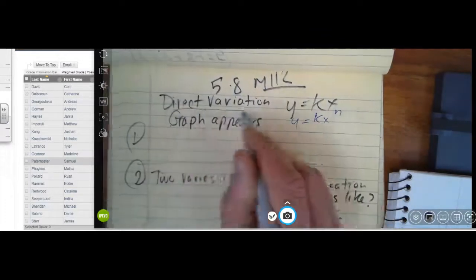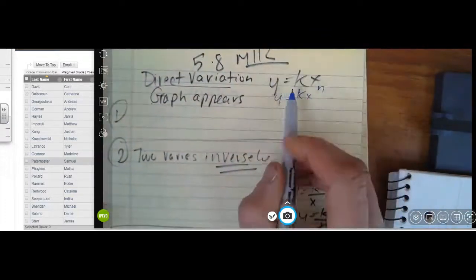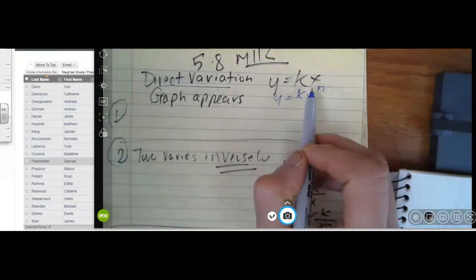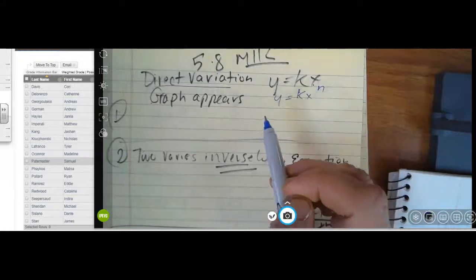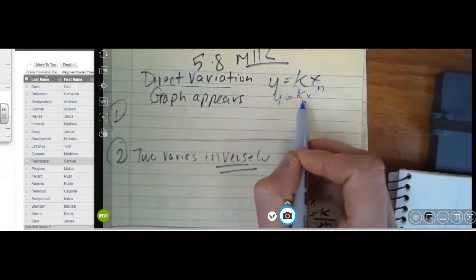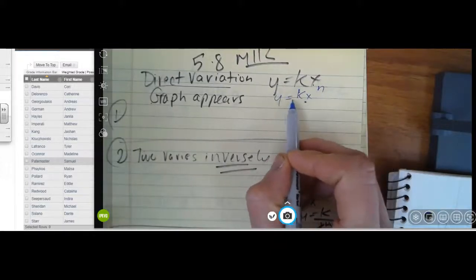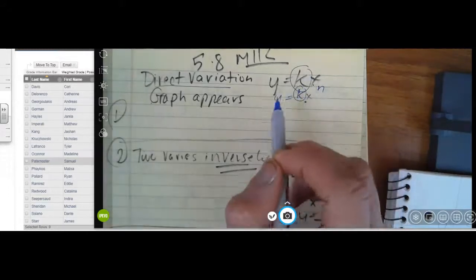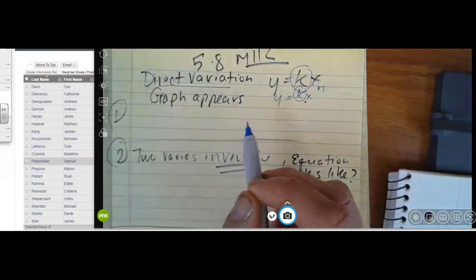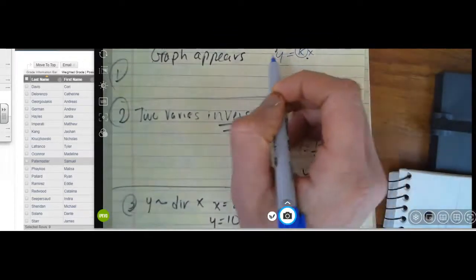Well, the first one we'll take a look at is direct variation. What direct variation means is you have an equation like y equals kx. As x goes up, so does y. It could also be written with an exponent, so you could have y equals kx to the n. This k is a constant, okay? It's a number that stands for any number that we want to put in there. We usually solve for it.